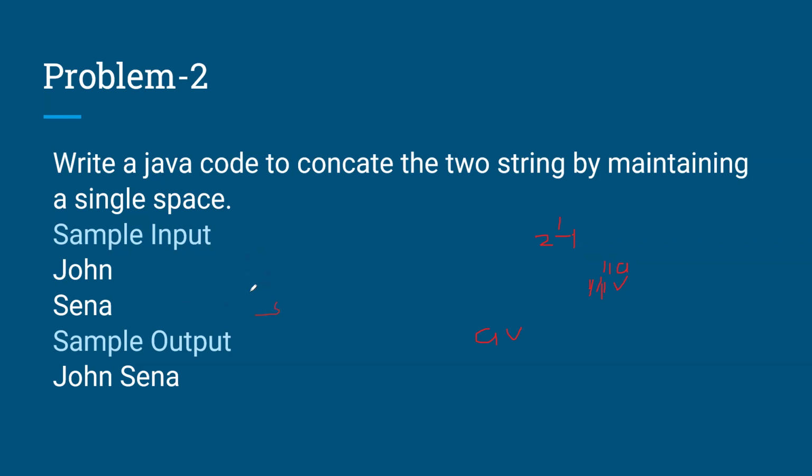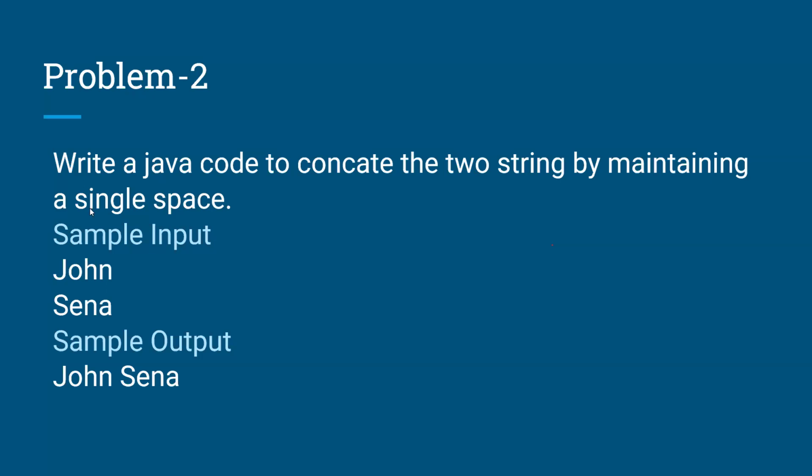Okay, so we get the first string and the second string. Then we are appending here. So when you are appending here, we get John Cena here. Okay? I hope it's clear for everyone. Right, so let me remove all the things. Let's go back now.